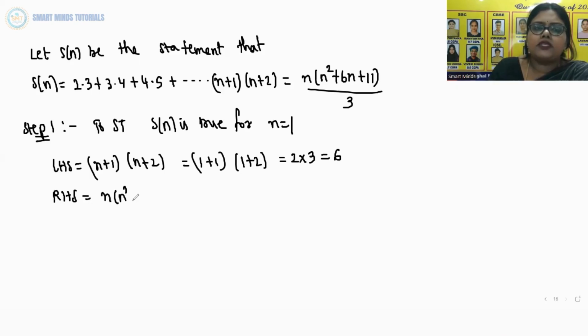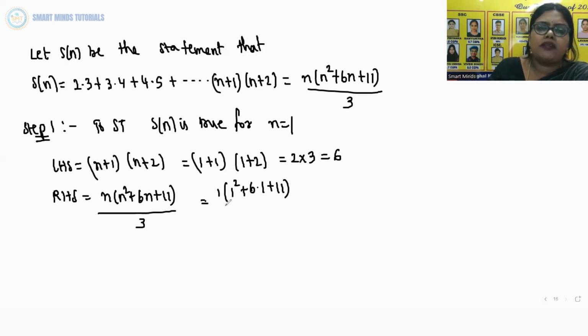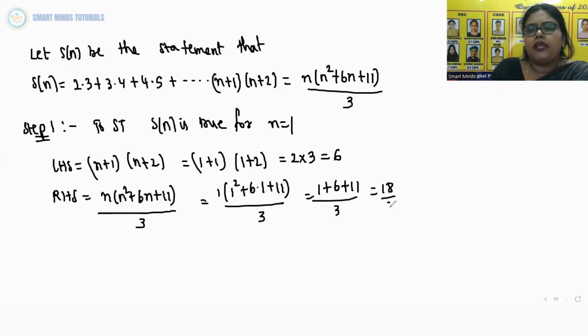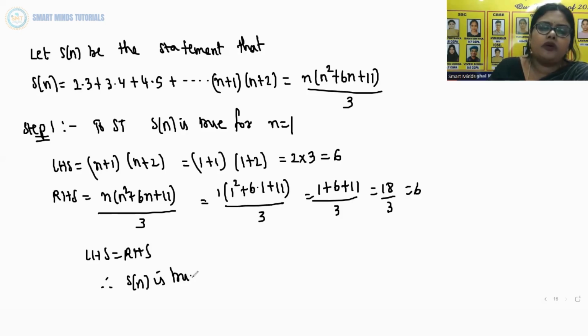Now we take RHS. N into n square plus 6n plus 11 by 3. Now put n is equal to 1. 1 into 1 square plus 6 into 1 plus 11 by 3. 1 plus 6 plus 11 by 3, 18 by 3, that is 6. So LHS is equal to RHS. Therefore, S of n is true for n is equal to 1.